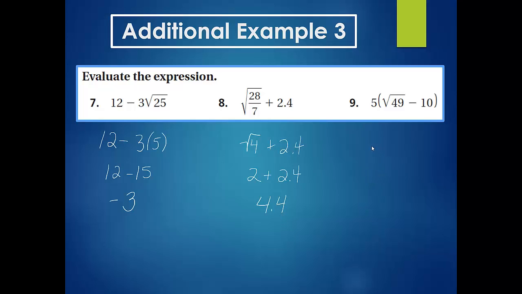And for number 9, we have 5 times the quantity, square root of 49 minus 10. So we're going to have 5 times the square root of 49 would be 7, because 7 times 7 equals 49. And then we have minus 10. 7 minus 10 is negative 3. So we have 5 times negative 3, which is negative 15.